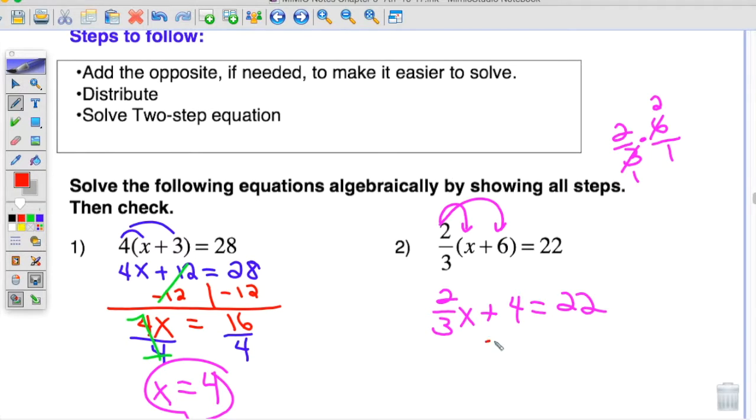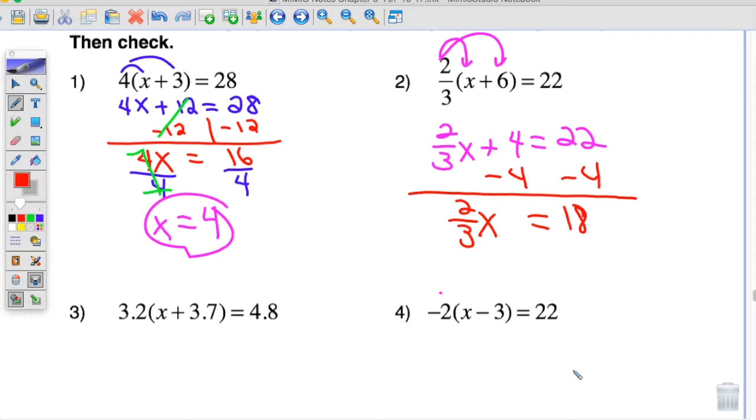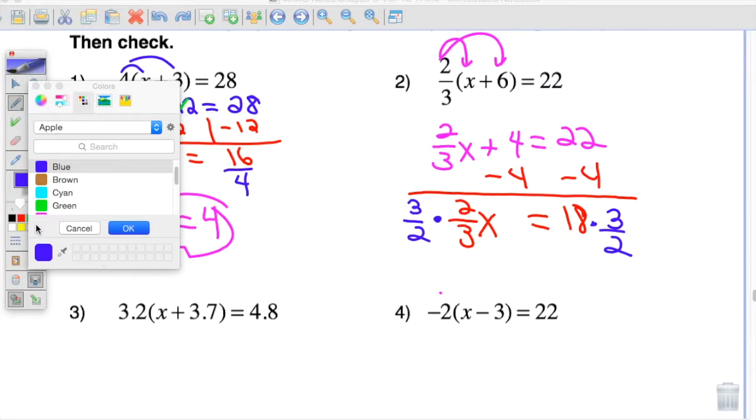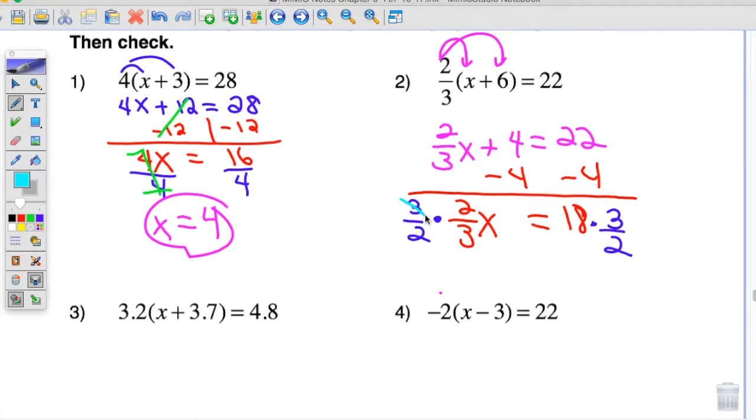Now we have to subtract 4 on both sides because we want to get the variable by itself. So we're left with 2/3 x equals 18. Now we have a fraction in front of the variable, so we want to multiply both sides by the reciprocal. We can cross cancel everything on the left, and you're left with x equals, we can put the 18 over 1, and we can take out a 2 from the 18 and the 2, so you're left with 1 and 9. So 9 times 3 is 27.